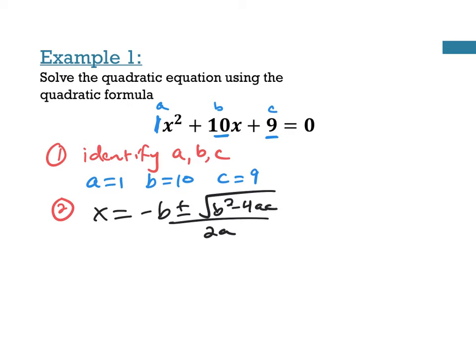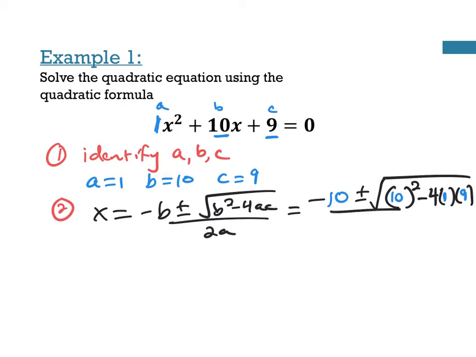so if I plug it in, that becomes opposite of 10, because b is 10, plus or minus the square root, my b squared, which would be 10 squared, minus 4 times my a and my c, which my a there ends up being 1, and then my c value ends up being 9. And it's all over 2 times the a value, which is 1.